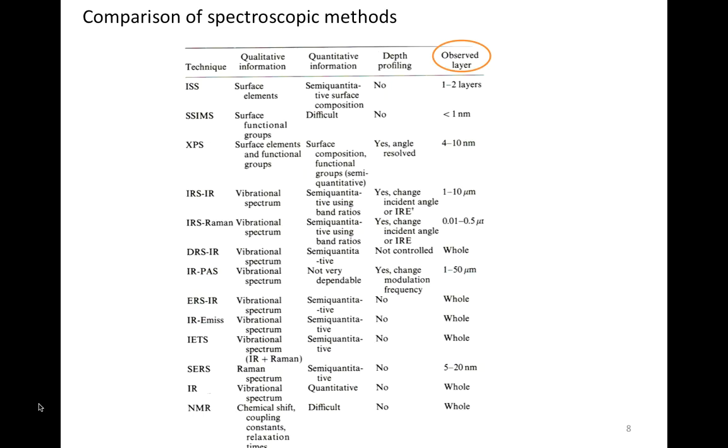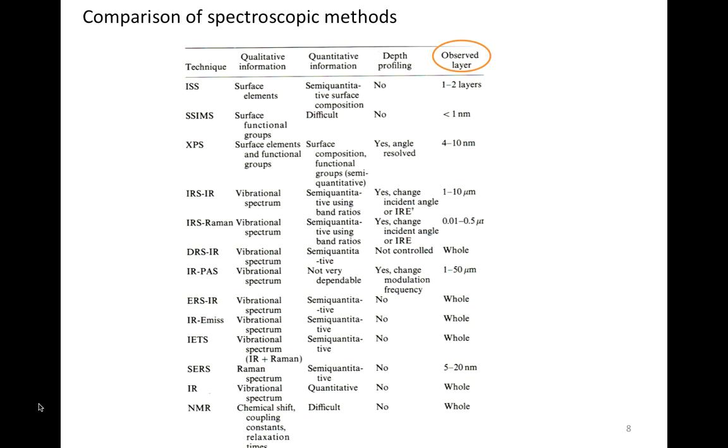So why are there so many different spectroscopic methods? Because they give you different information under different conditions. You can see here, for instance, ion scattering spectroscopy, the first one. It gives you the elemental surface composition of materials, and it gives you some quantitative information. And you can see the first two layers.